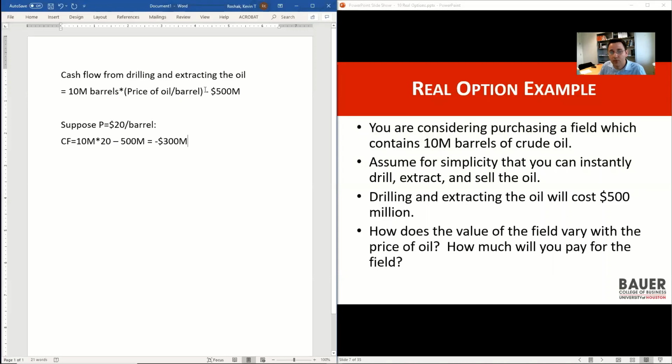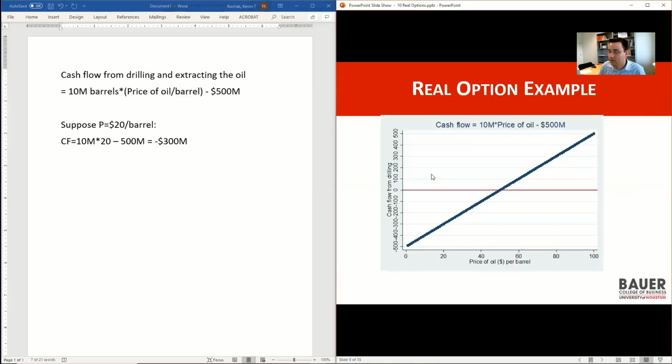More generally, though, we see that there's this linear relationship. We spelled it out here. The cash flow that you're getting goes up 1-for-1 with the price of oil. So you can just draw that out. You can see if the price of oil is $20, like we figured out, what's going to be the cash flow from drilling? It's going to be minus 300, right? You go up, and obviously as the price goes up, that field generates more cash flow when you drill.